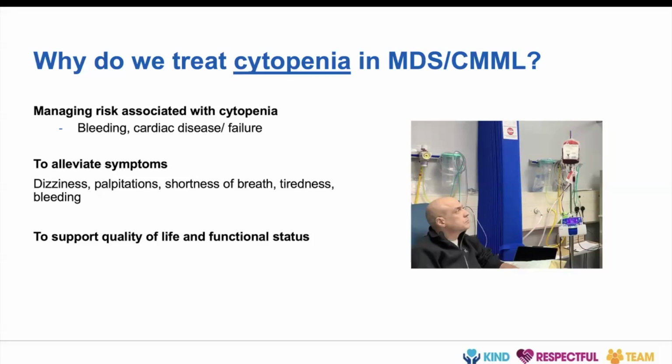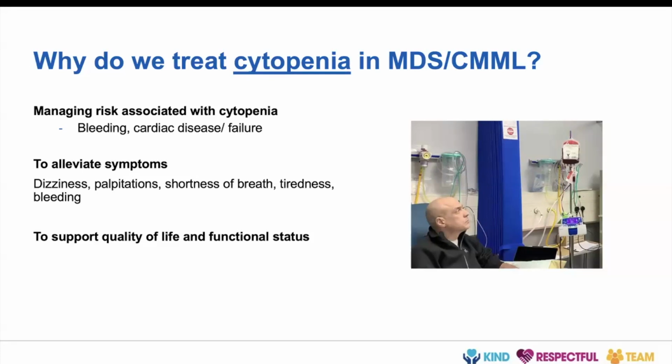So when we want to treat the cytopenias, we have to look at a few different things. We have to look at managing the risks associated with those cytopenia, and that's our biggest concern. So when patients are coming in with anemia, we're looking at the risks that are associated with anemia. When they're coming in with thrombocytopenia or low platelet counts, we're concerned about the risk that is associated with that low platelet count. We obviously want to try and alleviate symptoms where we can.